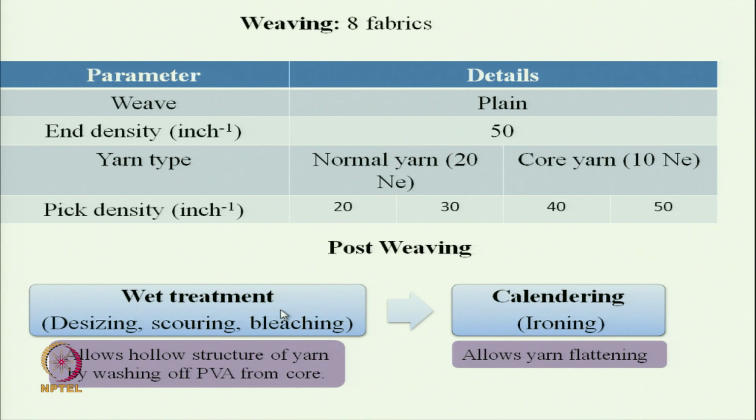The wet treatment, desizing, scouring and bleaching, was done, and during this wet treatment the PVA fibers were dissolved, forming the hollow yarn. The calendering process was done after the wet treatment, which allows the yarns to be flattened, and hollow yarns were observed to be flattened more.